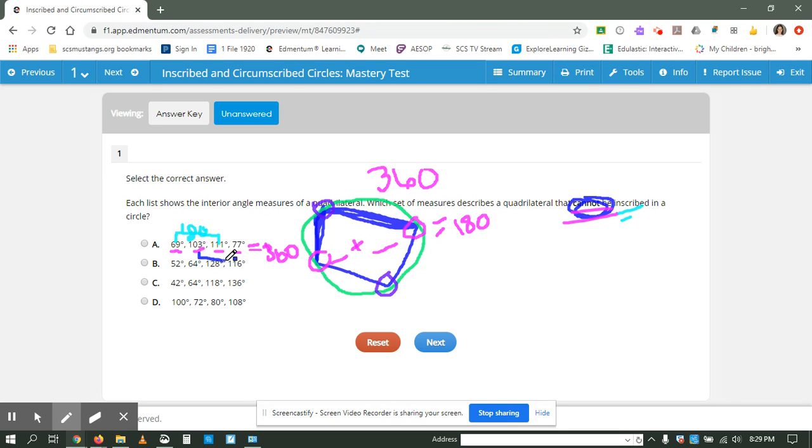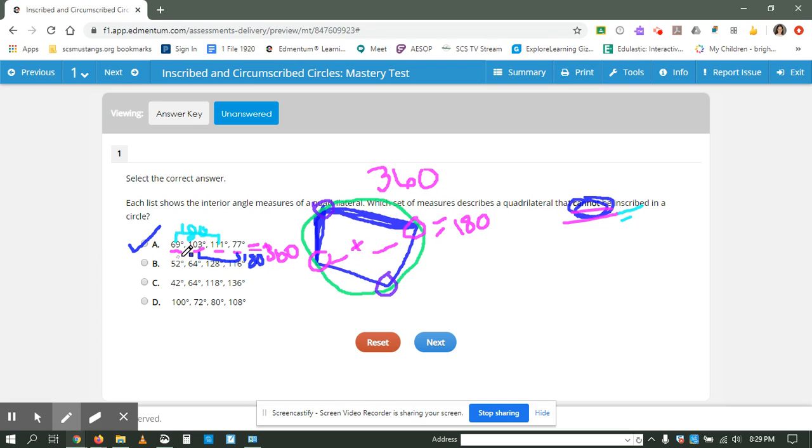So then looking at 103 and 77, if I put those two in my calculator and add them up, those will also give me 180 degrees. So this is a good answer, or a good quadrilateral. That is one that could be inscribed inside of a circle.